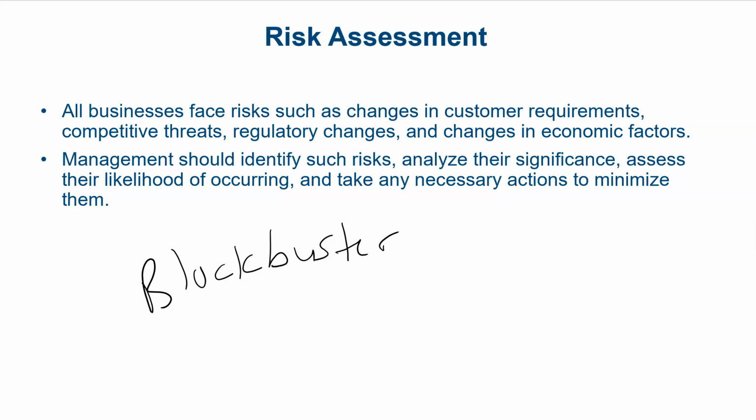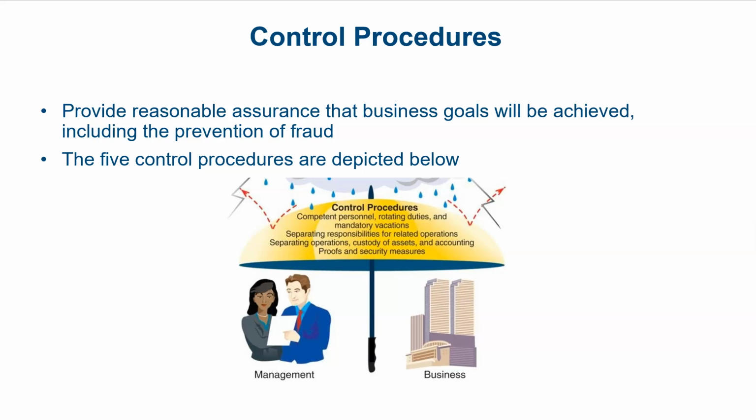So, and that's very much simplifying it, but that's just an example of why risk assessment is so important. All right, so our control procedures should provide reasonable assurance that the business goals will be achieved, including the prevention of fraud. The 5 control procedures are depicted below.